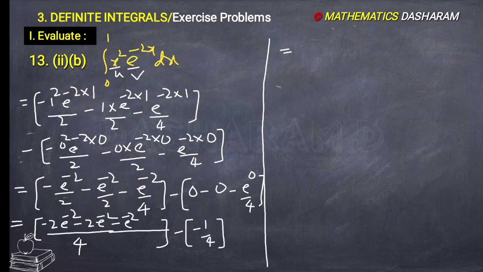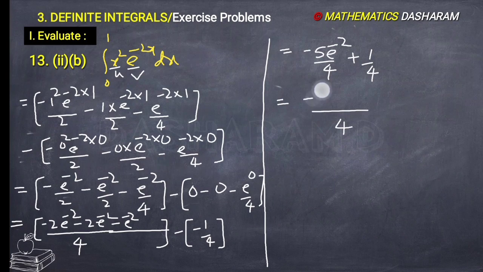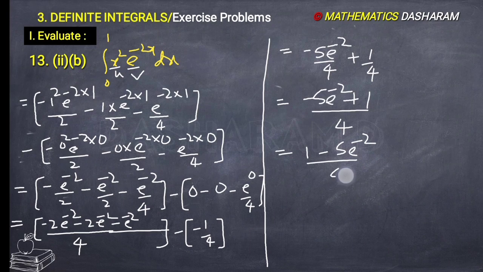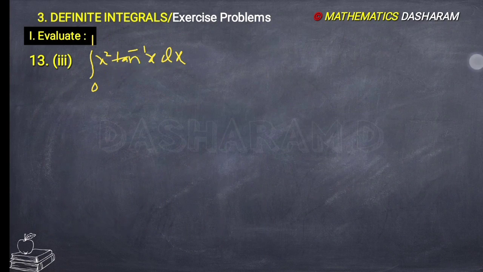So it is equals to minus 2 minus 2 minus 1, so total minus 5 e power minus 2 divided by 4 minus of minus plus 1 by 4. So here 4 minus 5 e power minus 2 plus 1. First write the positive number, divided by 4 is our required answer.